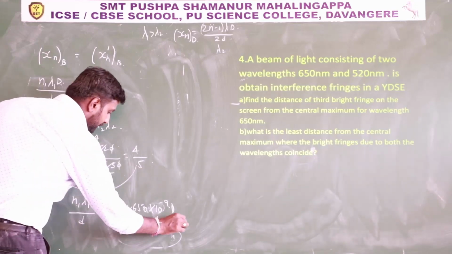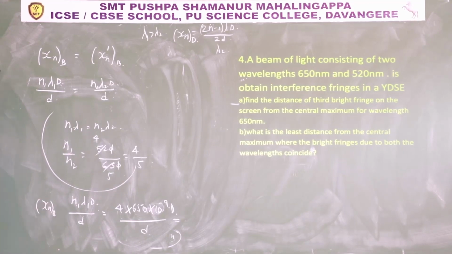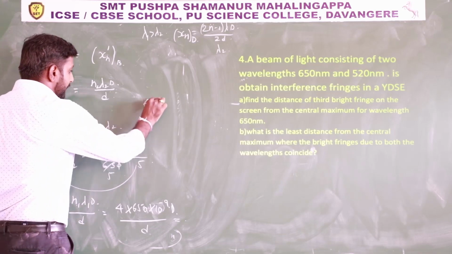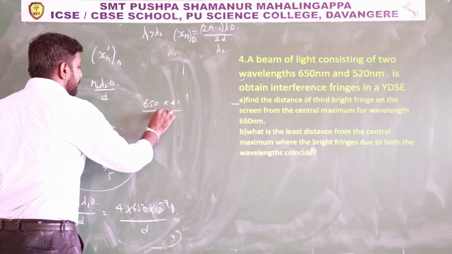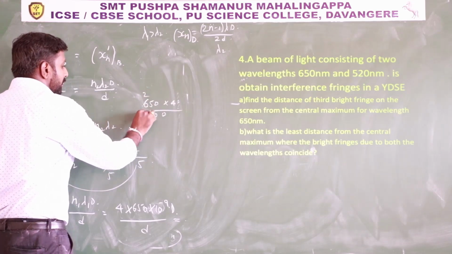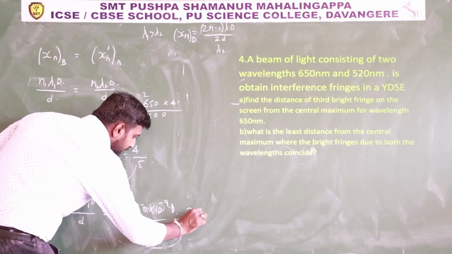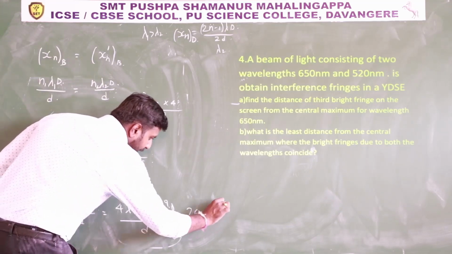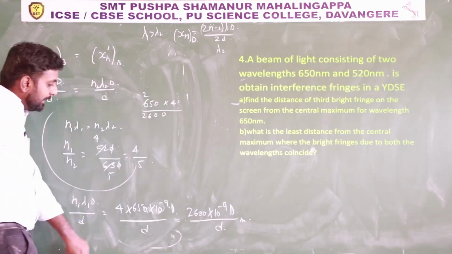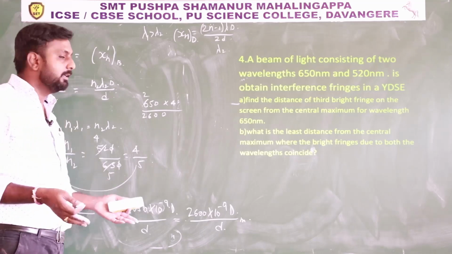So at what distance will you get it? I will consider x n b, which is 650 into 4, that is 2600 into 10 to the power minus 9 capital D divided by small d meters. At this distance the bright fringes will coincide.